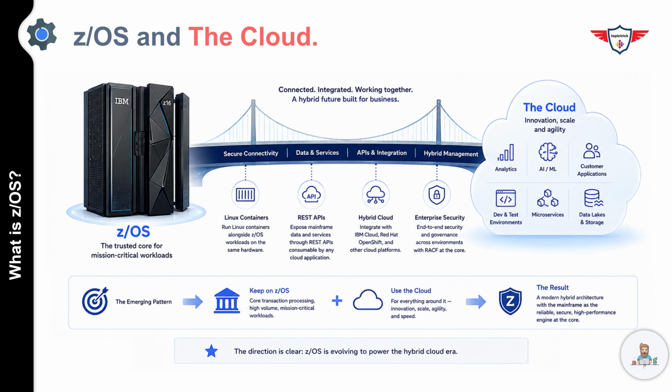The pattern emerging in large enterprises is this: keep the core transaction processing, the high volume mission critical systems, on z/OS where it has always run, and use the cloud for everything around it: analytics, customer facing applications, AI workloads, and development environments. The mainframe becomes the reliable core of a hybrid architecture, not a legacy system waiting to be replaced. A trusted engine at the center of a modern technology stack. And this is the direction the industry is moving, and z/OS is evolving to meet it.